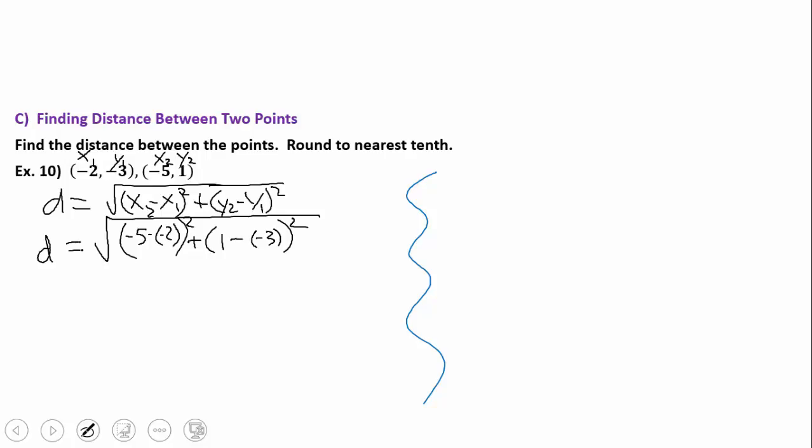Now I'm going to start my 4 S's. The first one is subtract. Negative 5 minus negative 2 gives me negative 3.